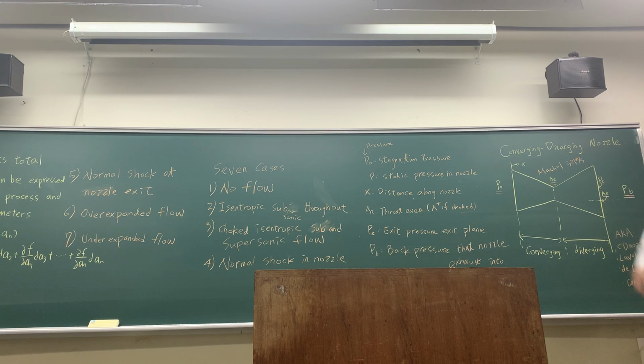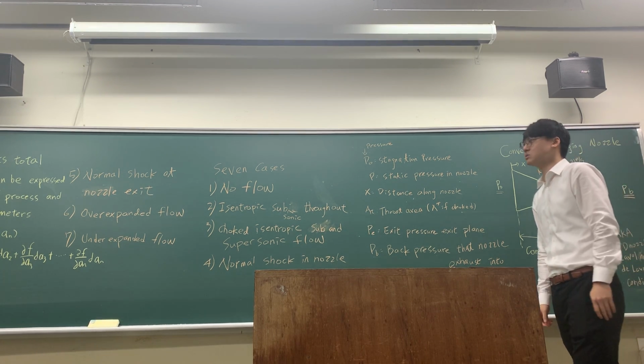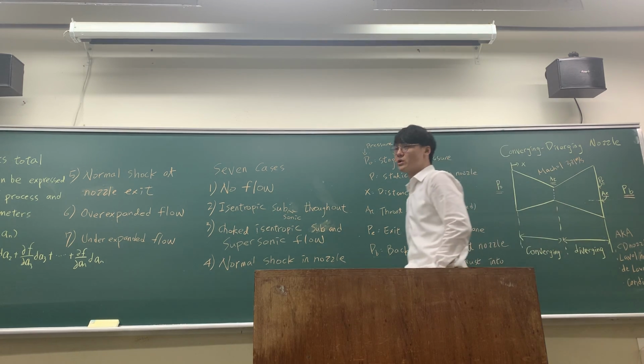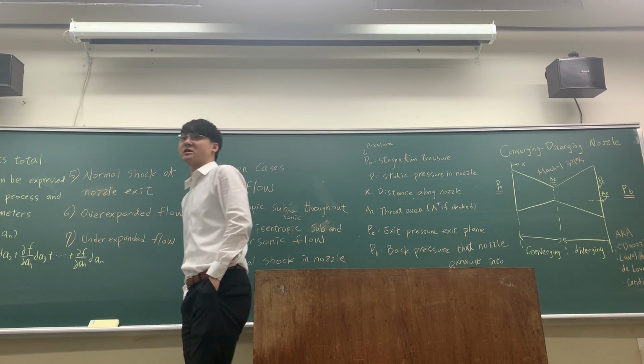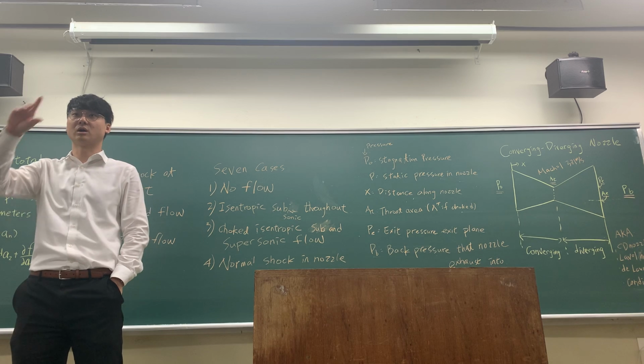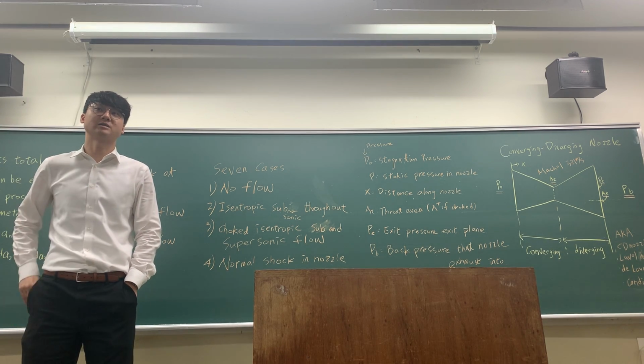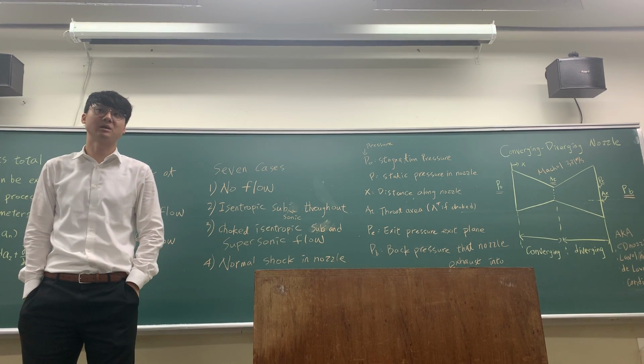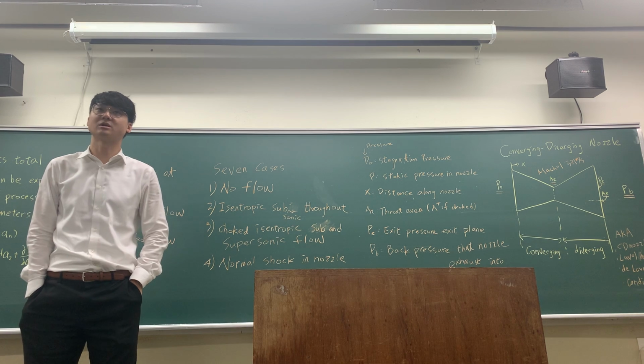And then 6 and 7 is the most common optimized way when you design your nozzle: over expanded flow and under expanded flow. These are the cases where you see the diamond shock going on outside your exit nozzle. All right? Does that make sense? So these are the 7 cases.